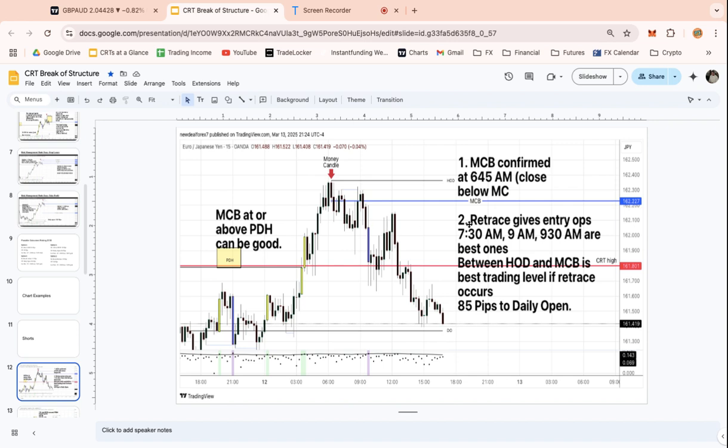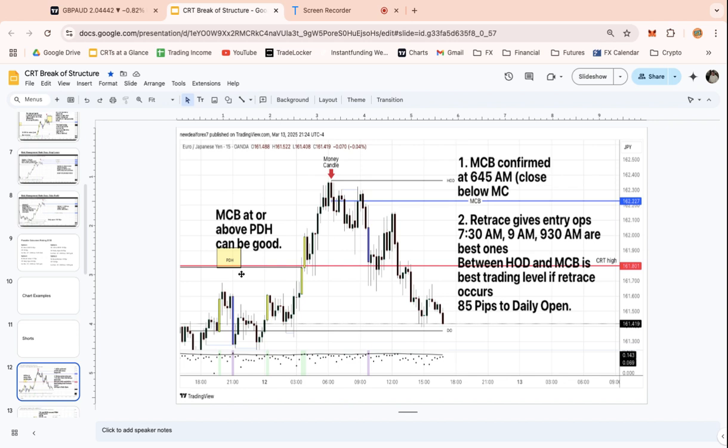Now and then it does retrace a little bit. It will do that. Don't let that freak you out, because if you notice, the high of day is holding. You should not see the high of day getting poked at or broken. If the high of day gets broken, you're going to get stopped out. But the retrace gave good opportunities at 7:30 a.m., 9 a.m., and 9:30. And then price did eventually go down to the daily open, and that would have been an 85 pip gain down to the bottom.